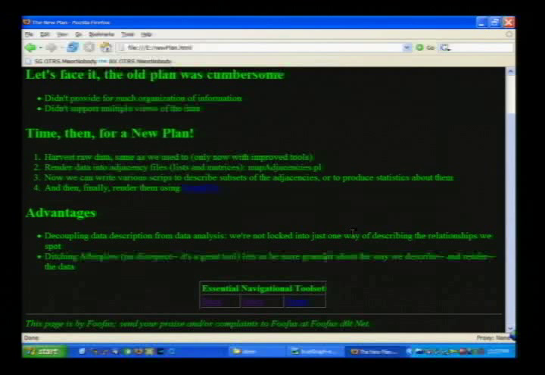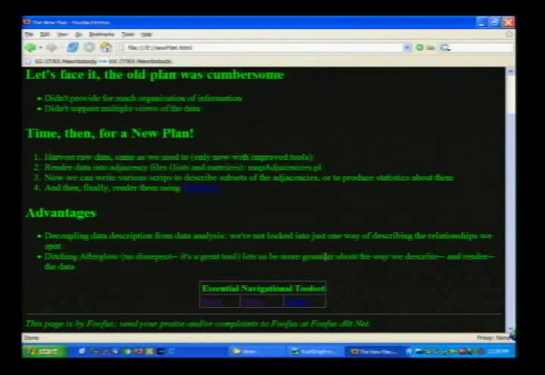So what we're going to do is harvest our raw data, the same as we used to, except that the tools are fancier now. We're going to render those into adjacency files with this map adjacencies program, which is on your CD. And we're going to do this in two ways. We're going to represent an adjacency matrix and also adjacency lists, just two equivalent representations of the same information. And now we can write simple scripts that just process those lists.